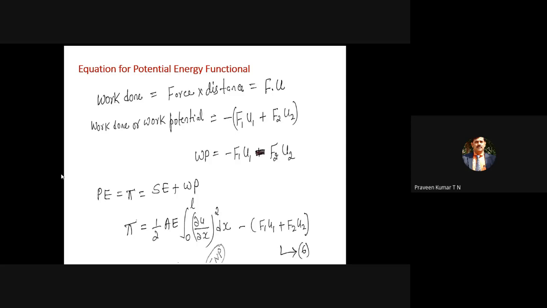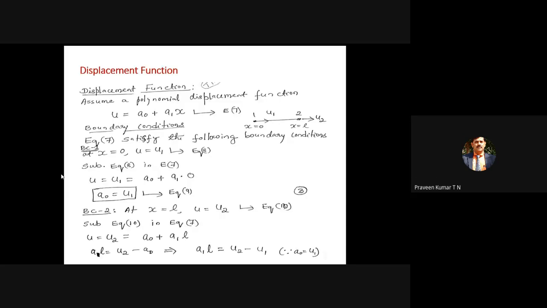Now we have the energy equation. You have to differentiate this energy equation with respect to the field variable. But before that, you have to find the displacement function. There are two nodal conditions. You are already familiar with this equation: U is equal to A0 plus A1x. There are two nodal conditions, at node 1 and node 2. At node 1, U1 is known. At node 2, U2 is known. By knowing those two nodal conditions, we get two equations. There are two unknowns, A0 and A1. With two equations, the two unknowns can be calculated. Finally, we get the values of A0 and A1.